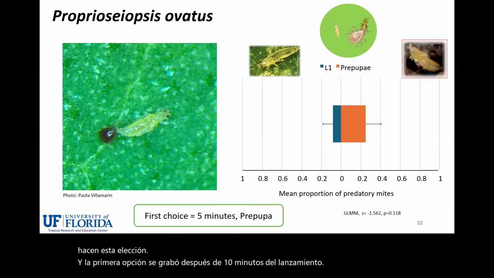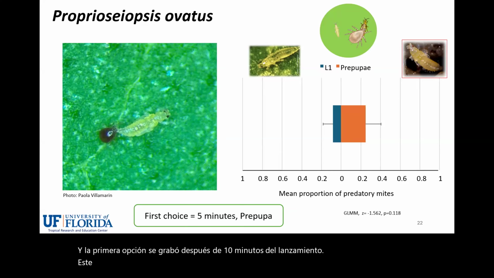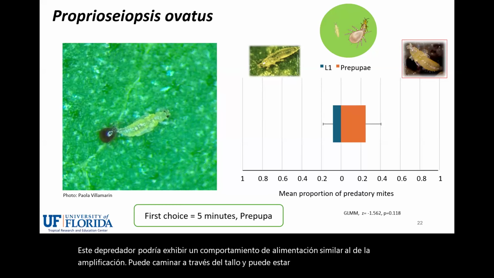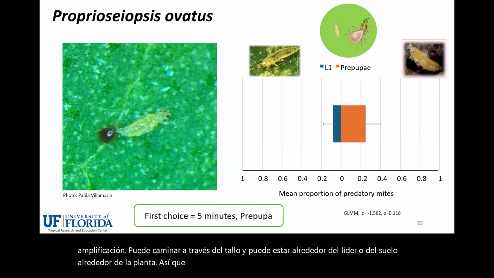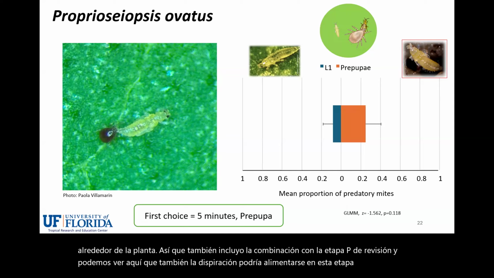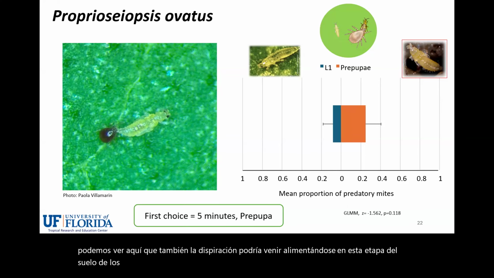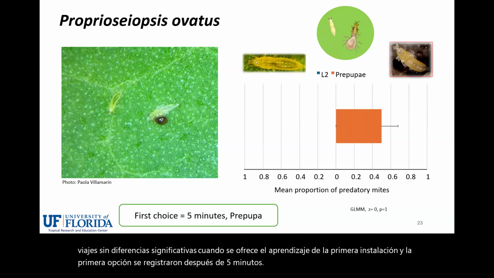This predatory mite exhibits similar feeding behavior to Amblyseius swirskii. It can walk through the stem and can be around the litter or soil around the plant. So I also included a combination with the prepupae stage, and we can see here that this predatory mite can also feed on this soil stage of the thrips, with no significant differences when I offer it against first instar larvae, and the first choice was recorded after 5 minutes for the prepupae stage.